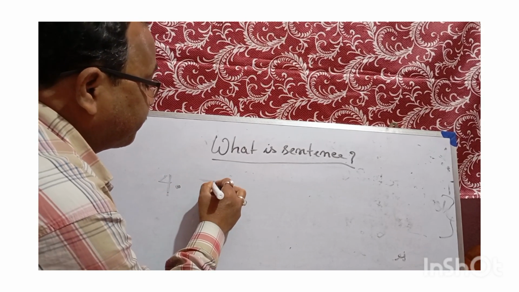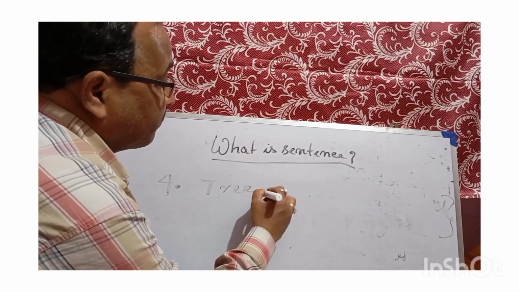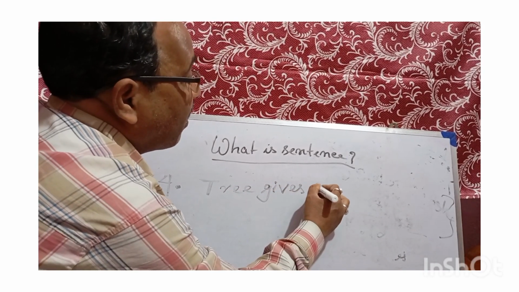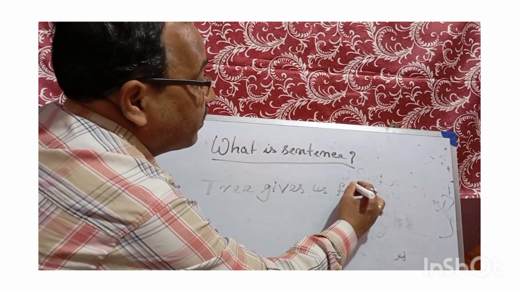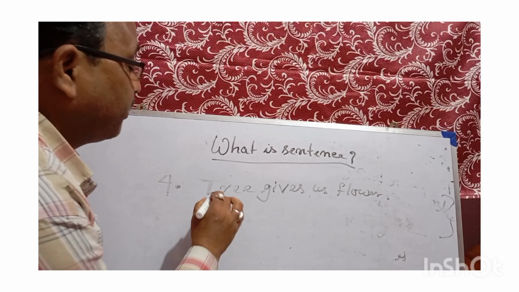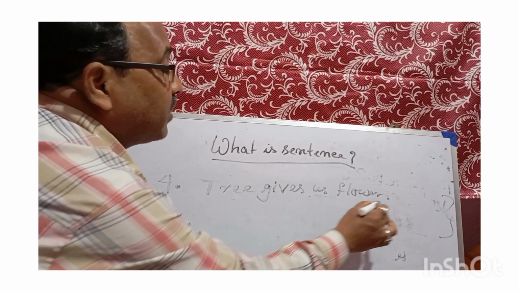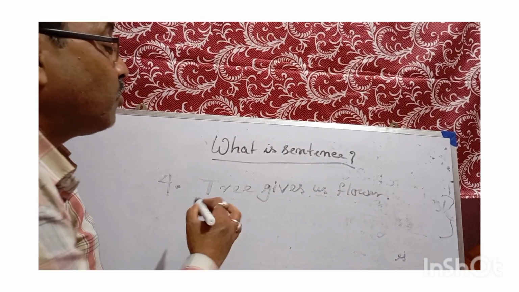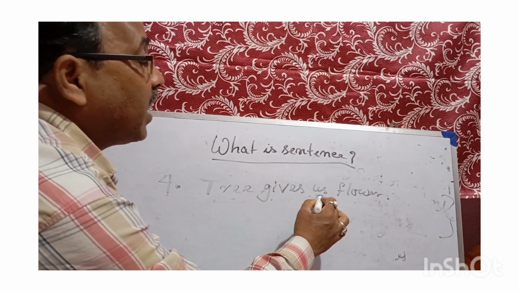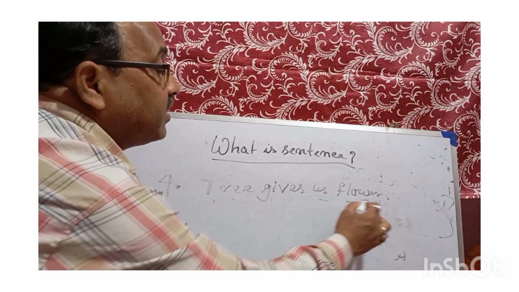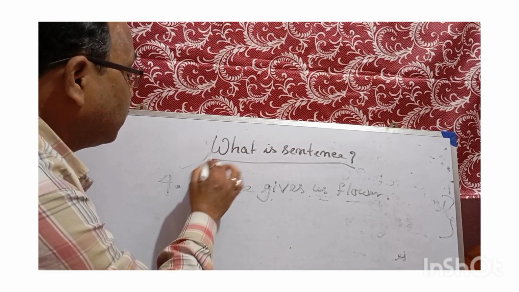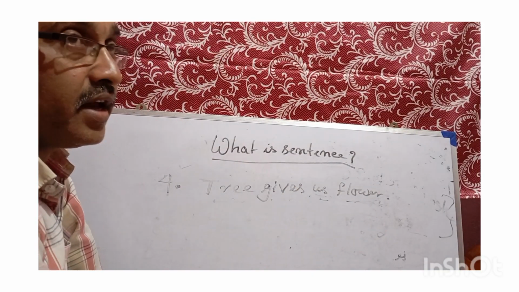Tree gives us flower. It is a sentence because the words are written properly. Tree is the subject, gives is the verb, and flower is the object. So it is called a sentence. It is indicating a clear meaning.